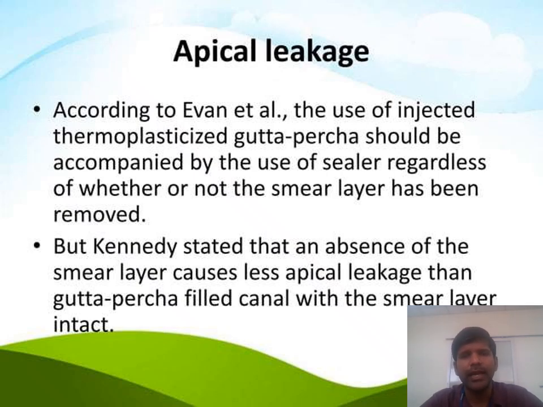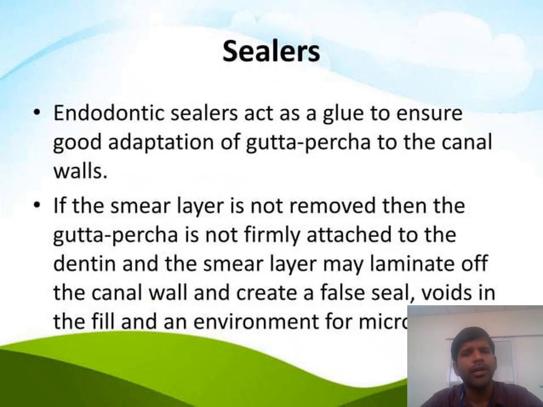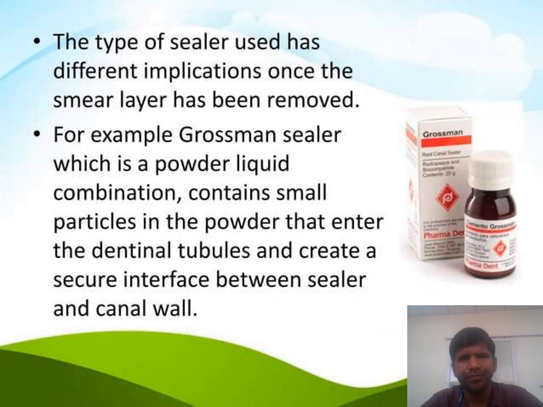But Kennedy stated that an absence of the smear layer causes less apical leakage than a gutta percha filled canal with the smear layer intact. Sealers. Endodontic sealers act as a glue to ensure good adaptation of gutta percha to the canal walls. If the smear layer is not removed, then the gutta percha is not firmly attached to the dentin and the smear layer may laminate off the canal wall and create a false seal and voids in the fill and an environment for microleakage. The type of sealer used has different implications once the smear layer has been removed.